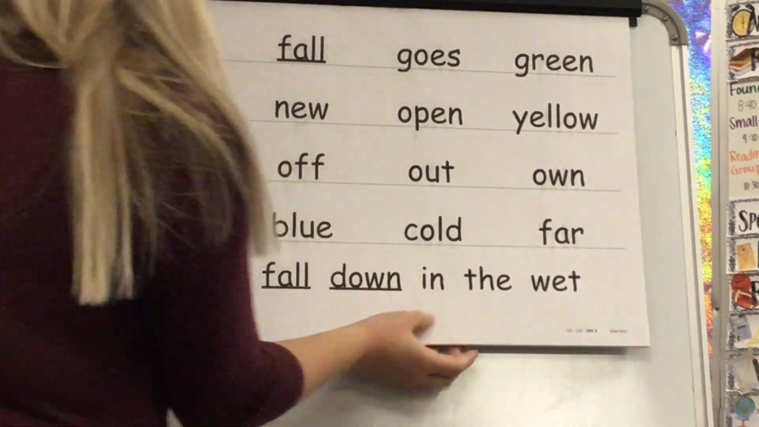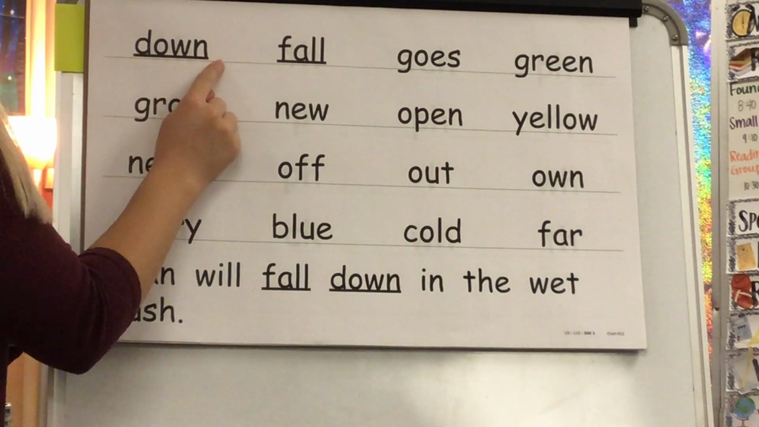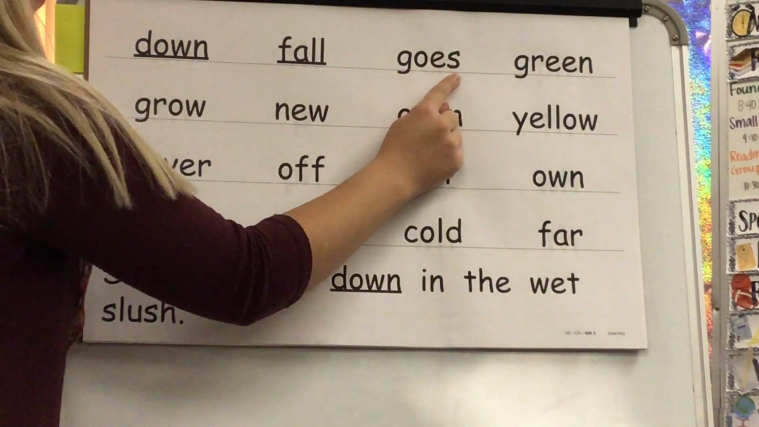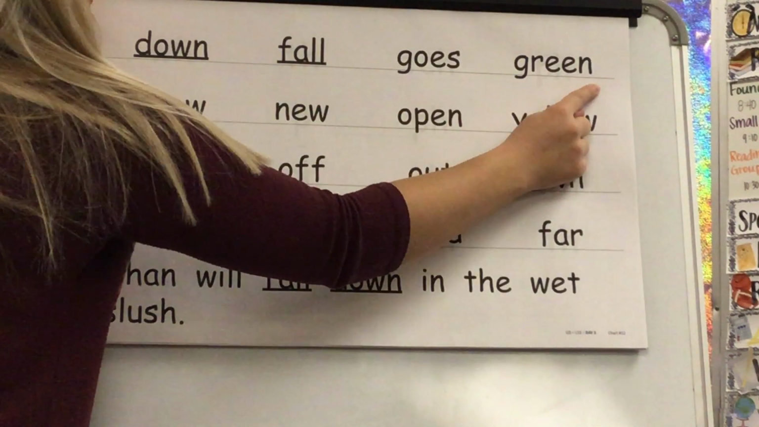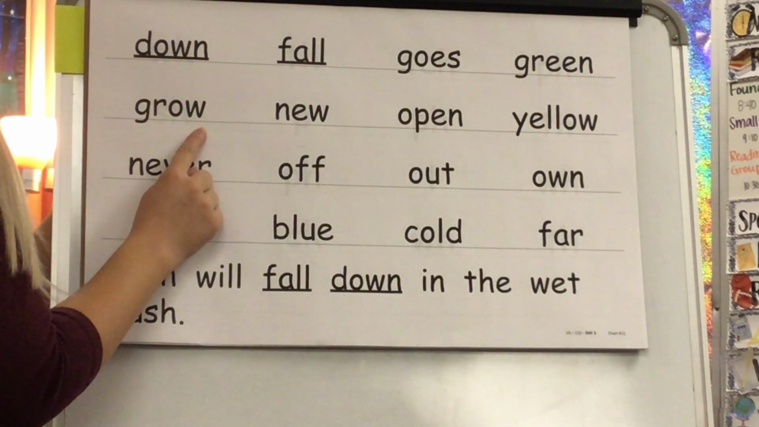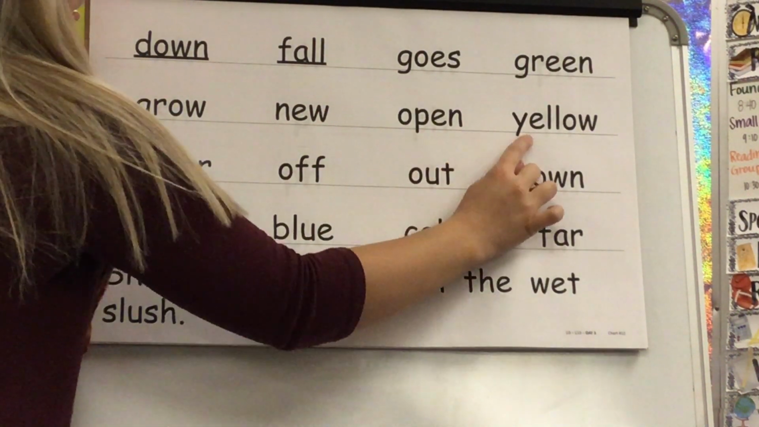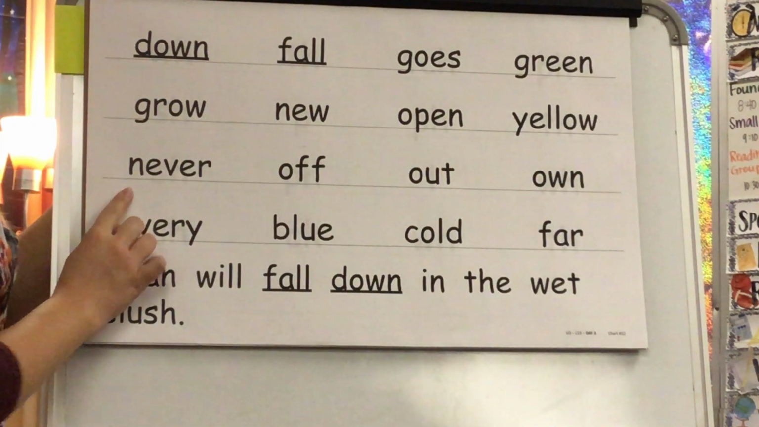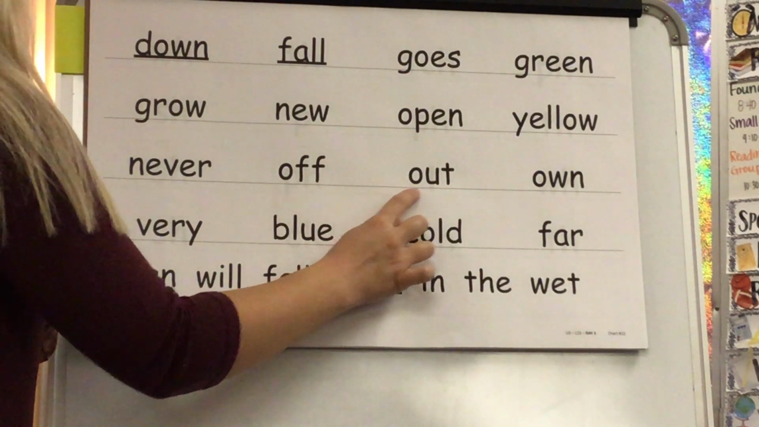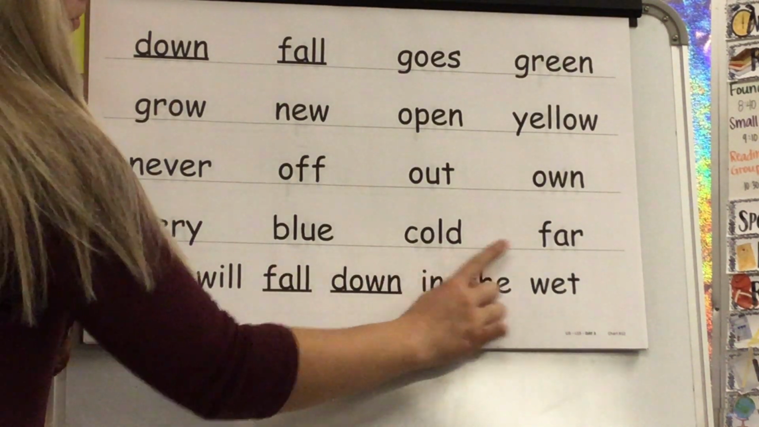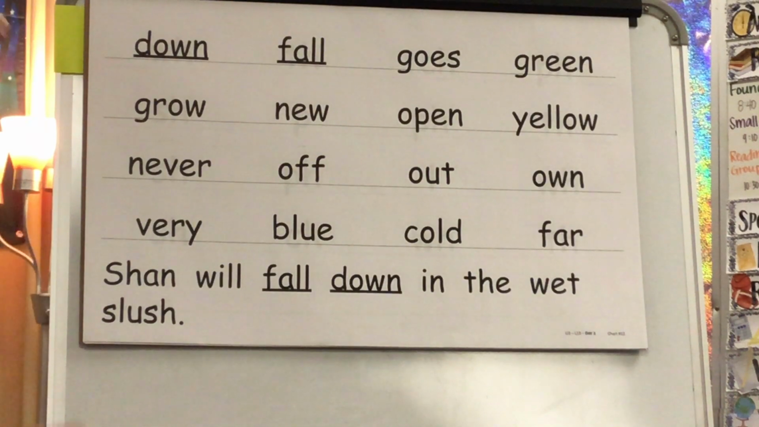Let's read our high frequency words together. This word is down. What word? Down. Yes, down. This word is fall. What word? Fall. Yes, fall. Word? Goes. Yes, goes. Word? Green. Yes, green. Word? Grow. Yes, grow. Word? New. Yes, new. Word? Open. Yes, open. Word? Yellow. Yes, yellow. Word? Never. Word? Off. Word? Out. Word? Own. Word? Very. Word? Blue. Word? Cold. Word? Far. Time for our sentence.